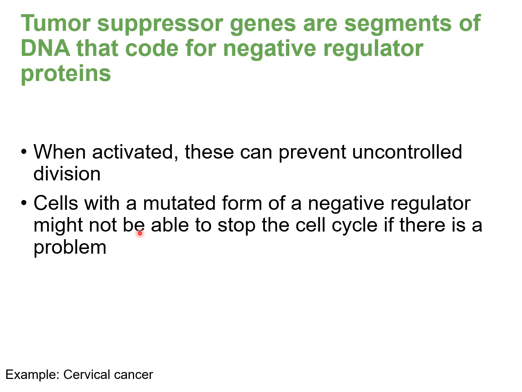So cells that have a mutated form of a negative regulator might not be able to stop the cell cycle if there's a problem, which is why you get these tumor suppressor genes that would normally tell you to stop. They're a good thing, right? If that is mutated, again, then it's turned on and it's telling you go, go, go, and that's when you can get things like tumors or cervical cancer. Those are mutations in tumor suppressor genes.